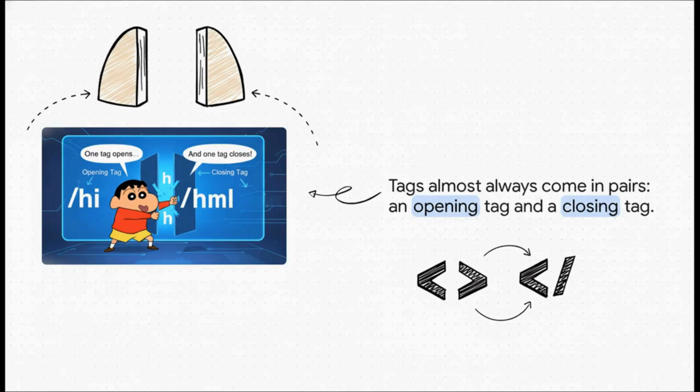And here's the other crucial part. Tags are kind of like bookends. They almost always come in a pair. You have an opening tag that says, hey browser, my instruction starts right here. And then you have a closing tag. And you can always spot the closing tag because of that little slash. It just says, okay, instruction's over.